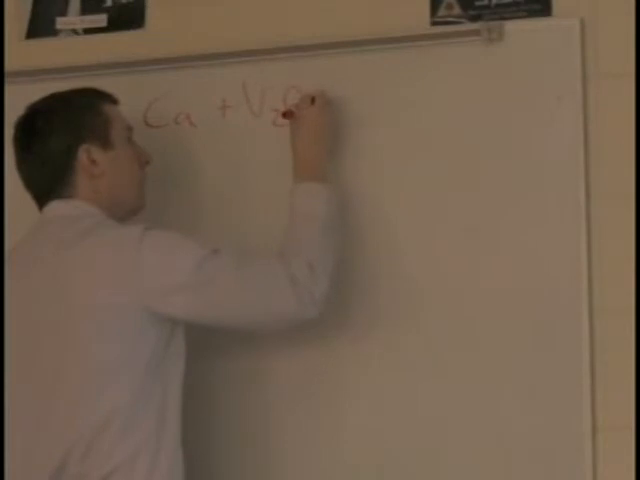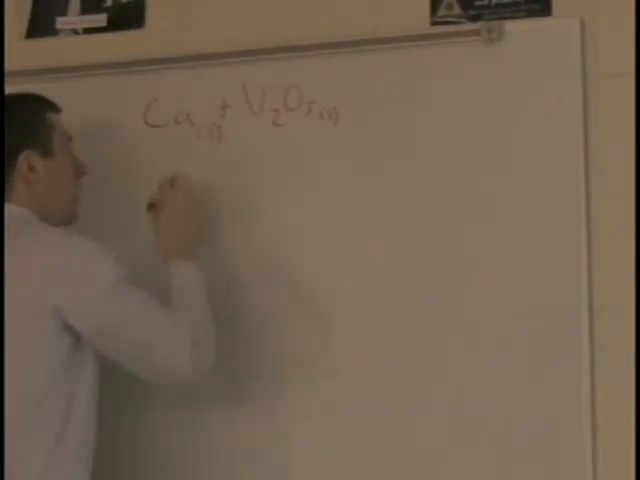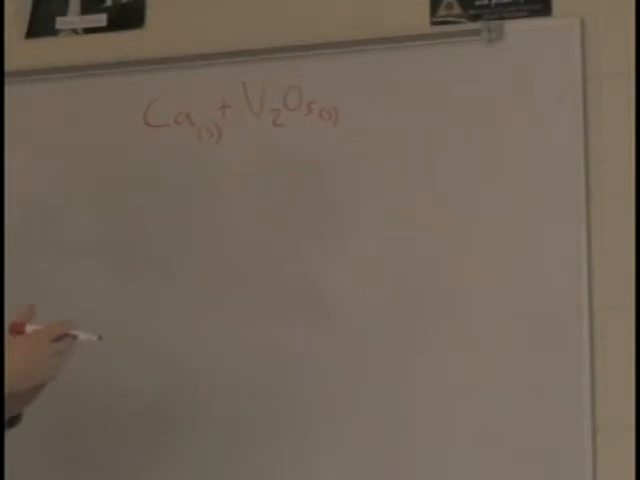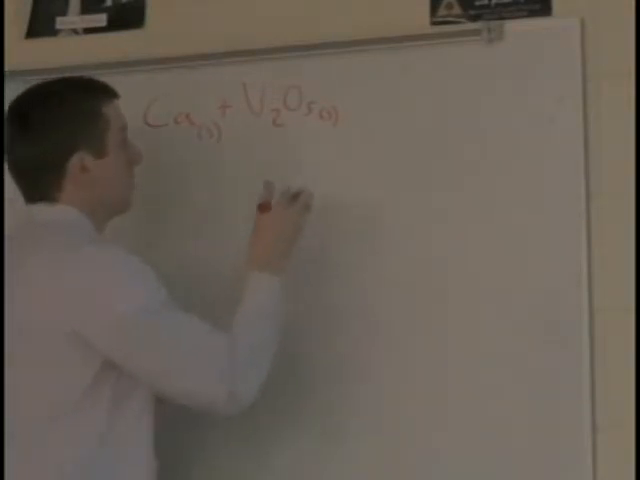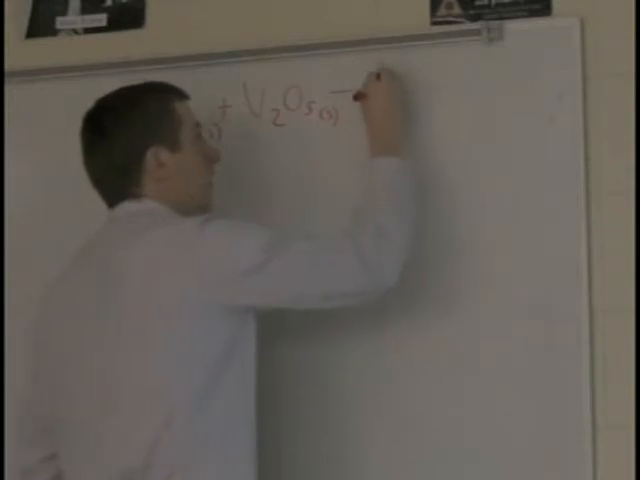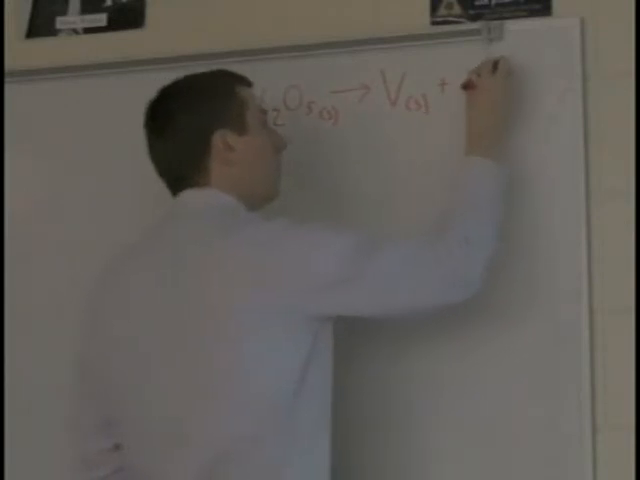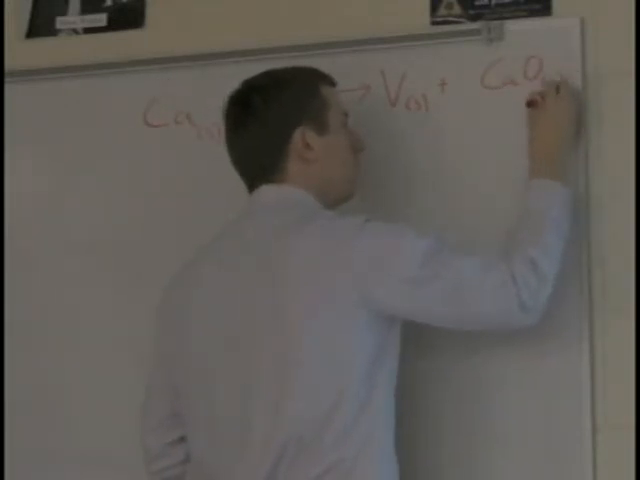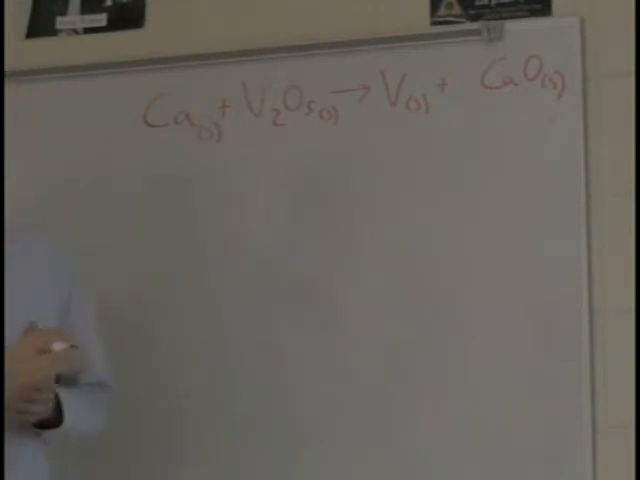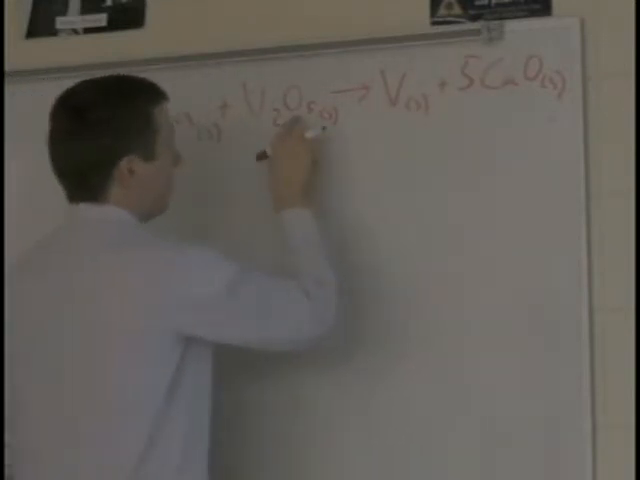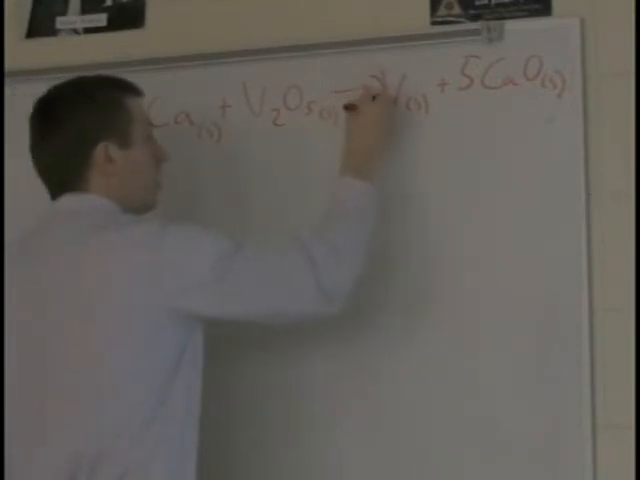Calcium plus vanadium(V) oxide would be V2O5. Both of these, by the way, are solids. If you don't know why calcium is a solid, on the periodic table it's black, which means it's solid at normal conditions. It's going to make vanadium solid, and then calcium oxide, CaO, which is going to be a solid in this case. Now we have to balance everything out. To balance this equation, I end up having to put a 5 in front of my calcium, 5 in front of my calcium oxide because I had to balance out the 5 oxygens, and then a 2 in front of the vanadium.